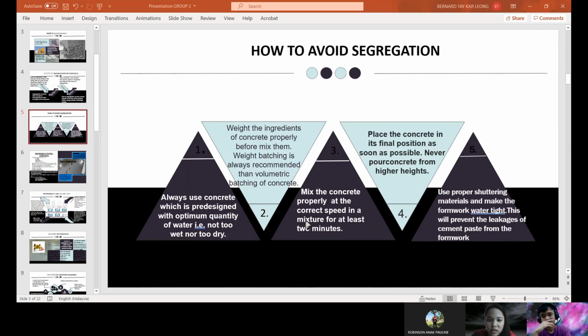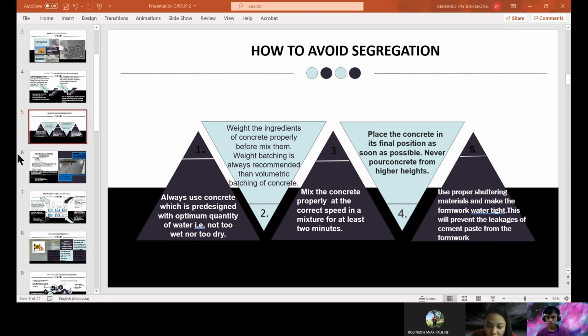How to avoid segregation. First, always use concrete which is pre-designed with the optimum quantity of water, let's say not too wet or not too dry. Second, weigh the ingredients of concrete properly before mixing them. Weight batching is always recommended over volumetric batching of concrete. Next, mix the concrete properly at the correct speed in a mixer for at least 2 minutes.